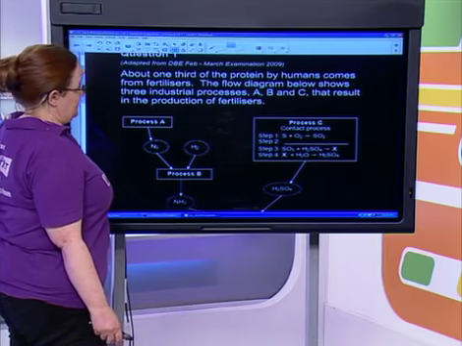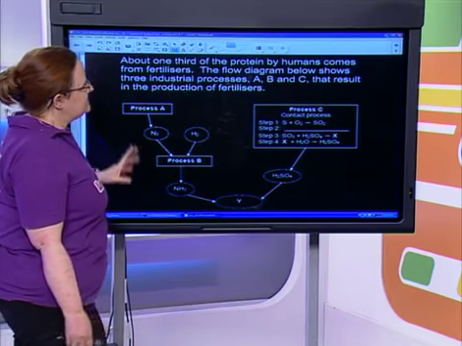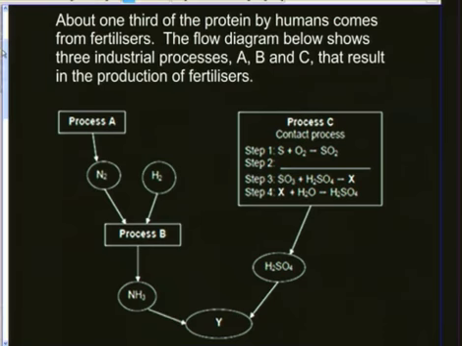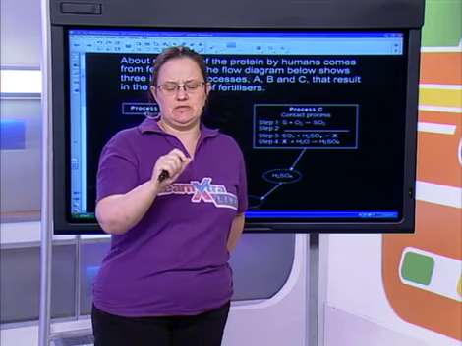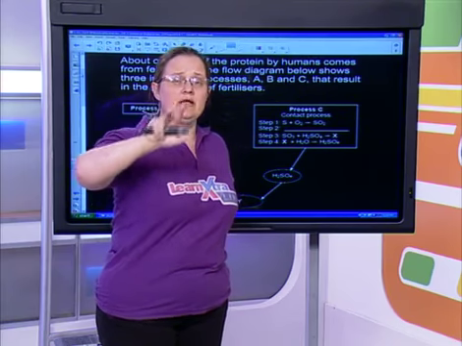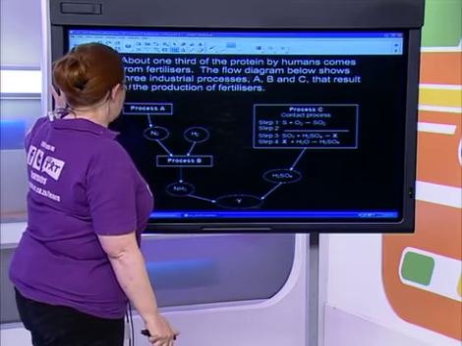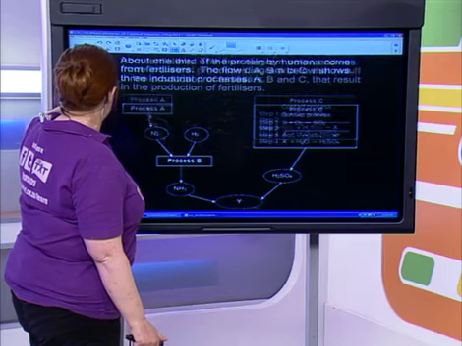This one is adapted from the February-March paper in 2009. It says about 1/3 of the protein eaten by humans comes from fertilizers. The flow diagram below shows 3 industrial processes, A, B, and C, that result in the production of fertilizers. Guys, as soon as they mention industrial processes, that means they're using Contact, Haber, and Ostwald, which means you need to identify them.